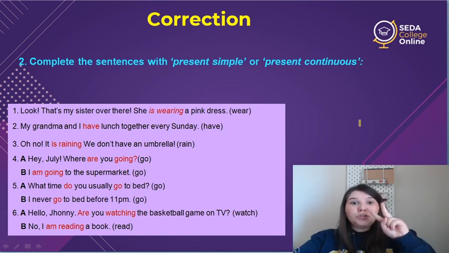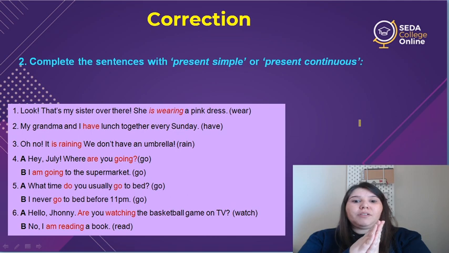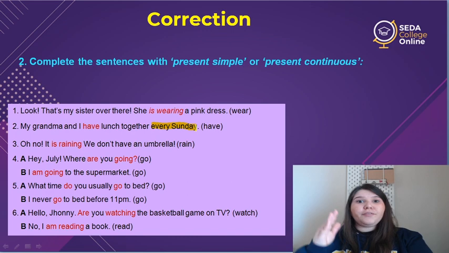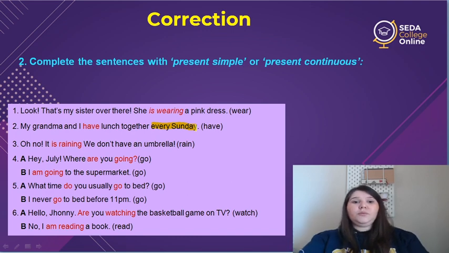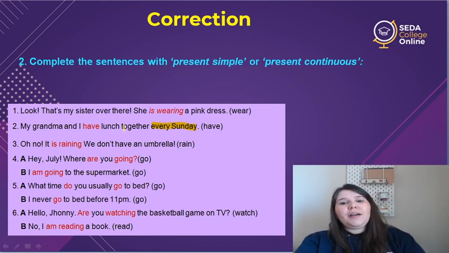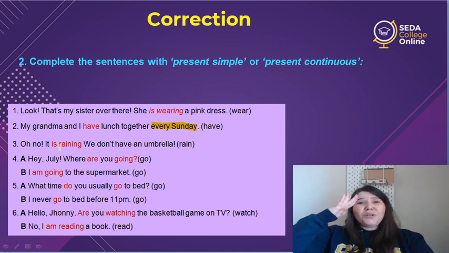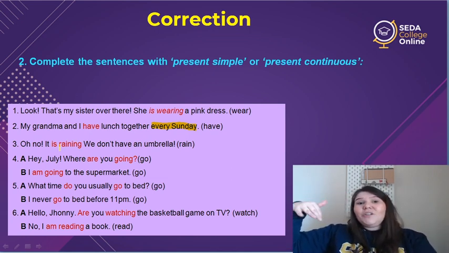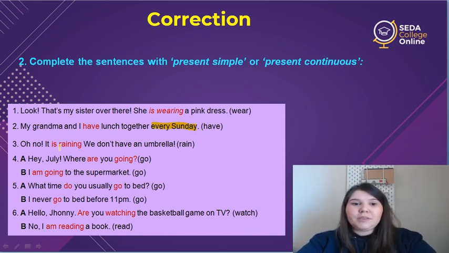Okay? 2. My grandma and I have lunch together every Sunday. Every Sunday is a routine. So the verb is in the base form, have. 3. Oh no, it's raining. We don't have an umbrella. So when I say, oh no, it's raining right now and I don't have an umbrella with me, so -ing. 4. Hey Julie, where are you going? Where are you going? I'm going to the supermarket.